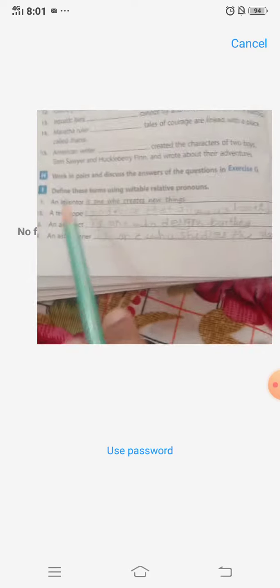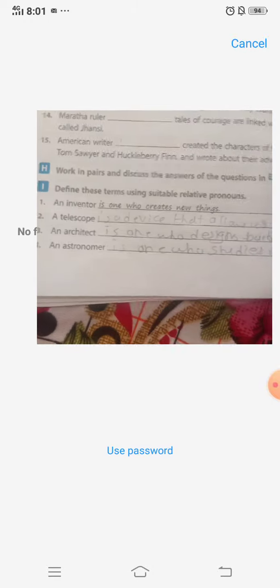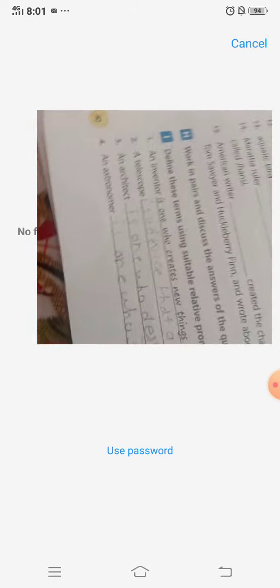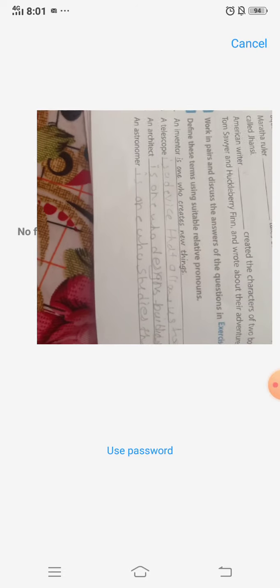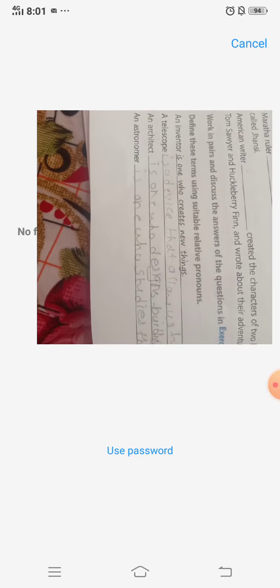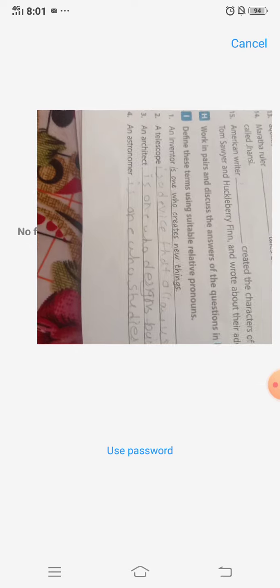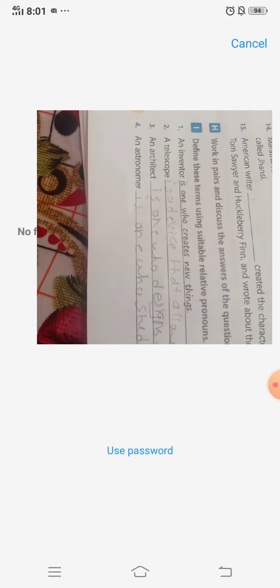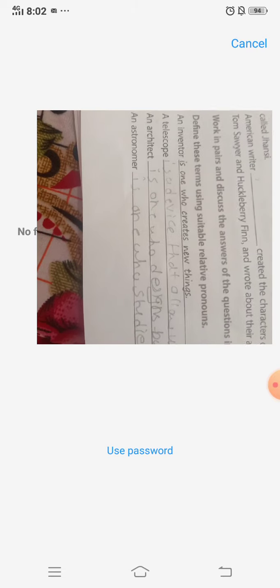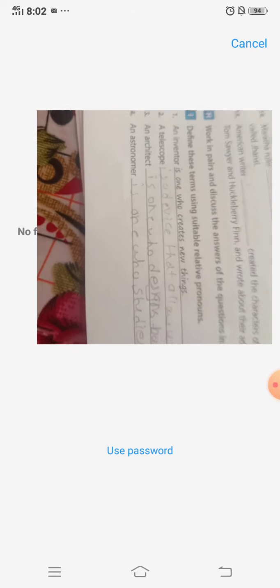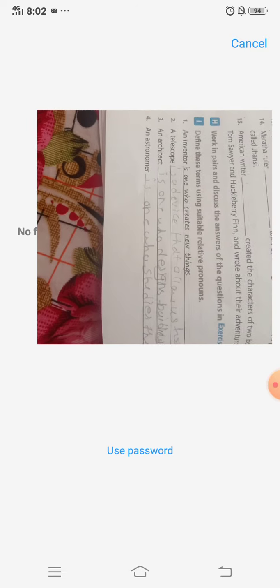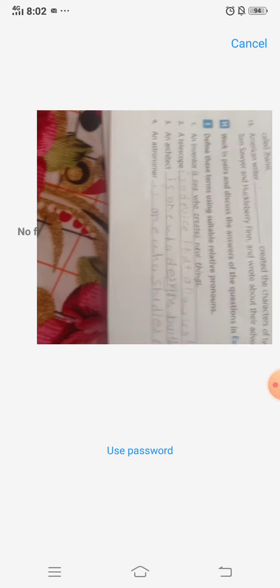Now see Exercise I. Define these terms using a suitable relative pronoun. Now here you are going to define yourself. See, an inventor is one who creates new things. Now telescope. Telescope is what? A thing, is it not? So a telescope is a device that, we are using a relative pronoun here, allows us to see distant objects.